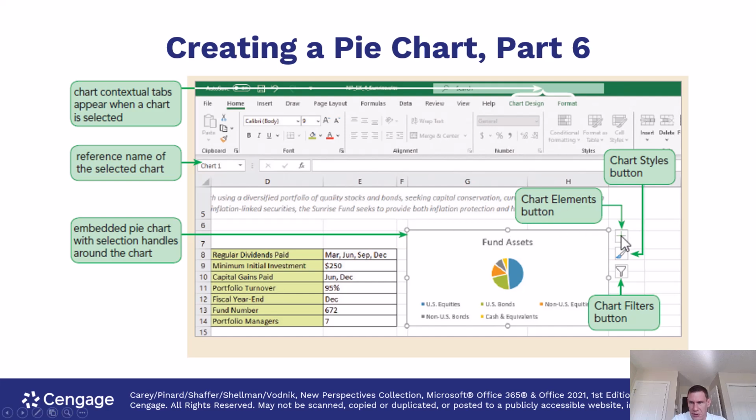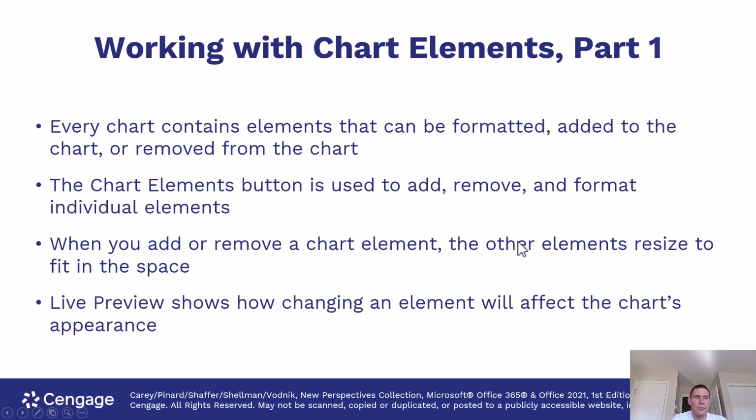The Chart Elements button is the plus sign. If you want to filter, you can use the little funnel here. And then we also have a Chart Styles button, a little paintbrush, so you can adjust the style. So that's obviously more aesthetic. Okay, working with chart elements.